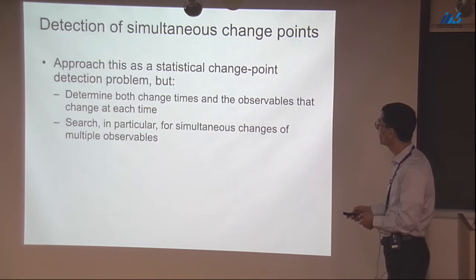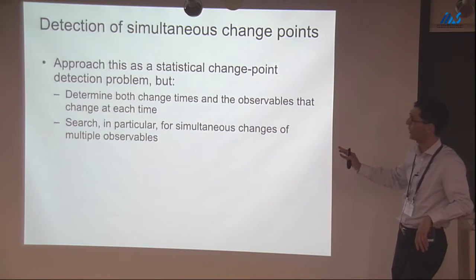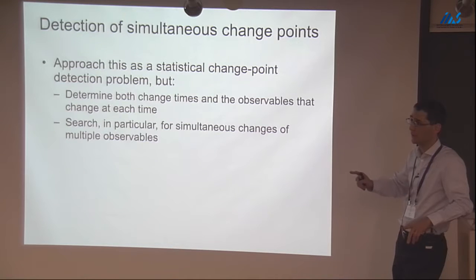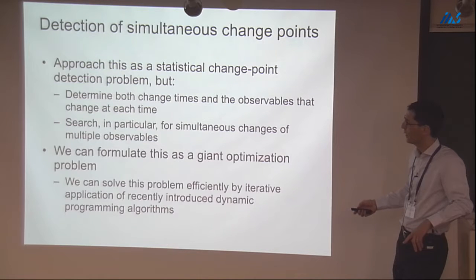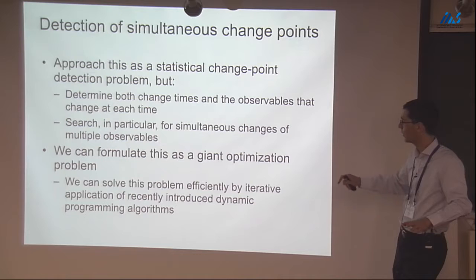So here's the basic idea of the approach. We're going to approach this as a statistical change point detection problem, but instead of trying to determine just change times, we're going to look simultaneously for change times and which time series change at those times. We end up formulating this as a giant optimization problem. On the face of it, it looks like we wouldn't be able to solve it. It turns out that there are some recently developed algorithms that we can apply to this problem to make its solution practical.